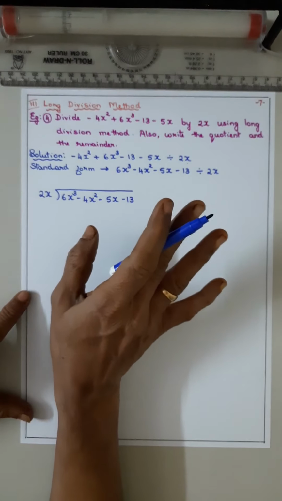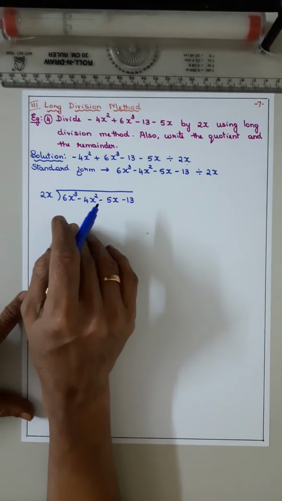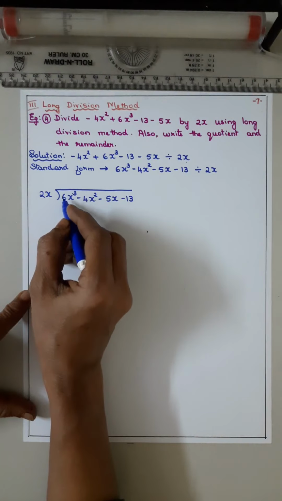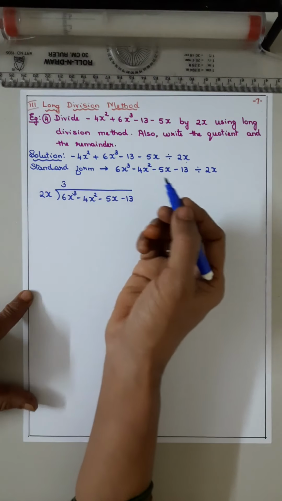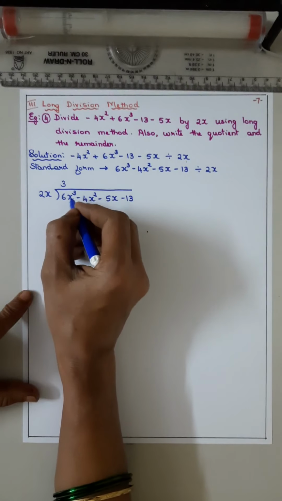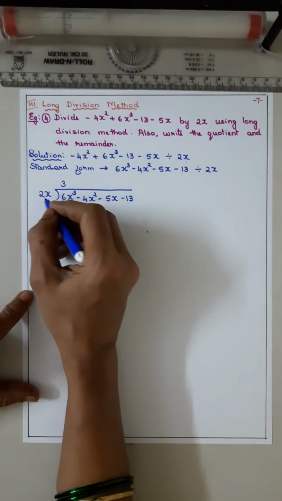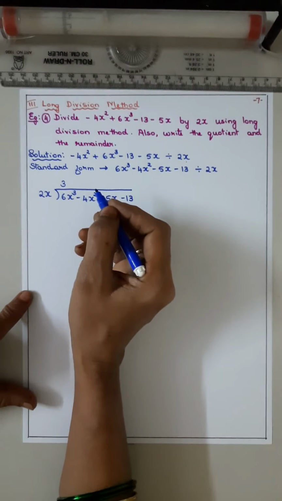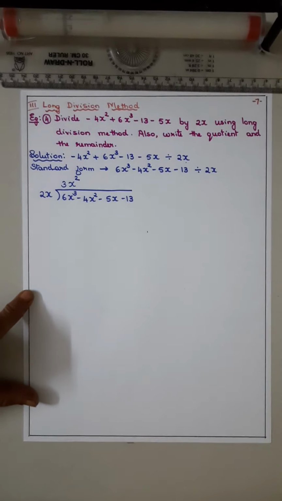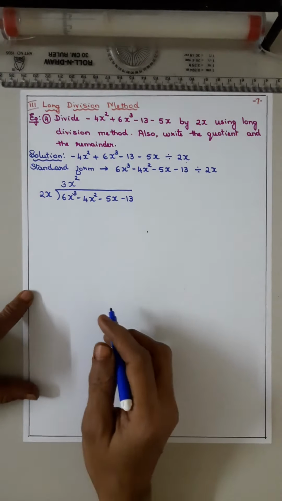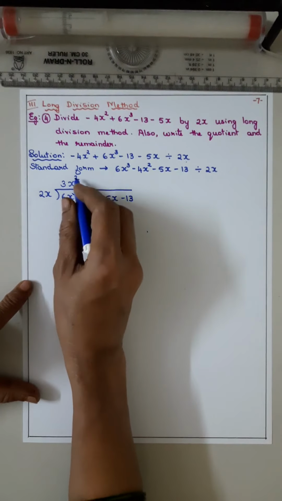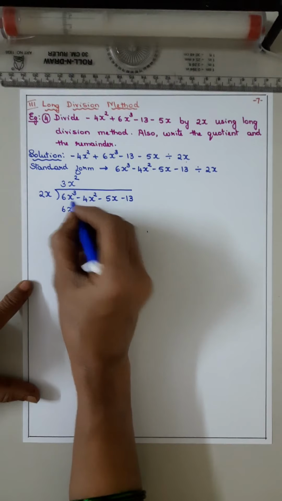Slow and steady wins the race, isn't it? So slowly you have to do. 2 times how much is 6? 2 threes are 6. Now x times how much is x cube? X into x squared is x cube, isn't it? So now multiply this: 2 threes are 6, x into x squared is x cube.